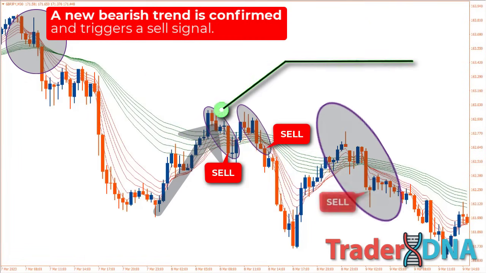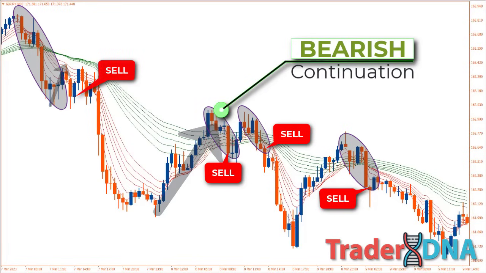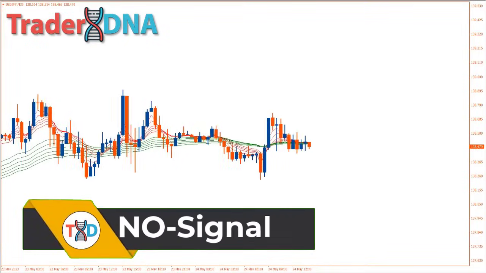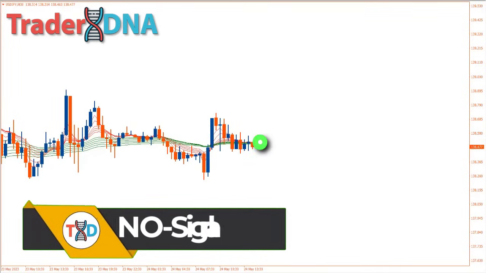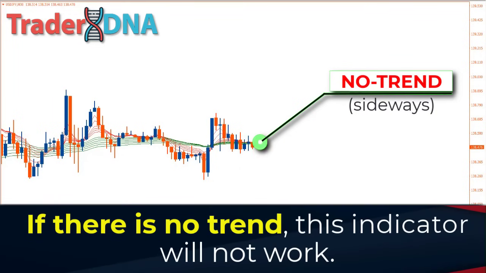sell signal. Also, after a bearish crossover, if the price rises but then bounces off the long-term EMAs, this signals a continuation of the bearish trend and triggers a sell signal. No signal. The buy and sell signals above should be avoided when the price and the EMAs are moving sideways. Following a consolidation period, wait for a crossover and separation. If there is no trend, this indicator will not work.